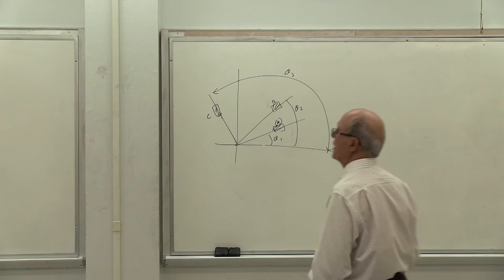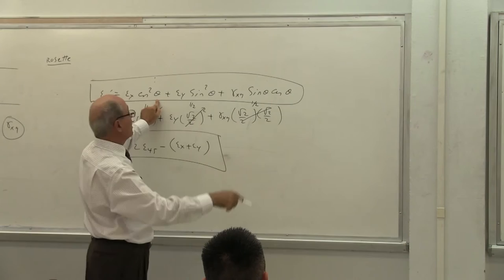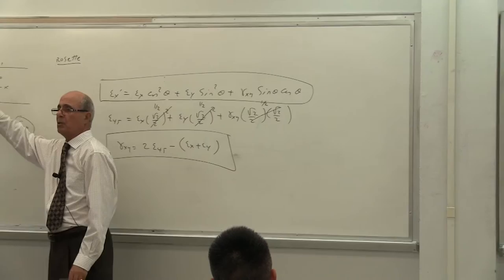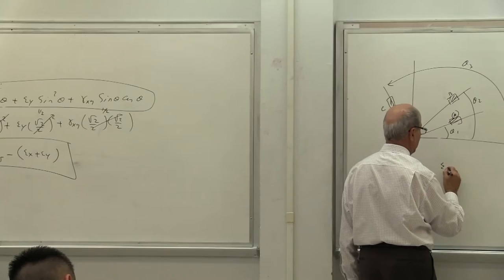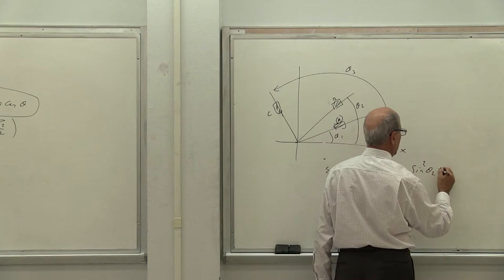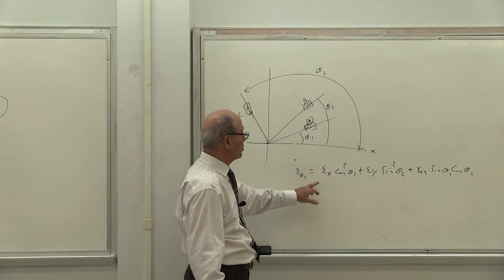However, I can write this equation three times. Everybody understand that, yes? For theta equal to theta 1, for theta equal to theta 2, for theta equal to theta 3, and I measure all that, which is on this side, it becomes three equations for three unknowns. Because here it was one equation, one unknown, because I already had epsilon x and epsilon y. So you write it like that. Epsilon theta 1, which you measure, equal to epsilon x cosine square of theta 1 plus epsilon y sine square of theta 1 plus gamma xy sine theta 1 cosine theta 1. So theta 1 is given, so cosine becomes a number, you square it. So as you see, this is one equation for epsilon x, epsilon y, and gamma.